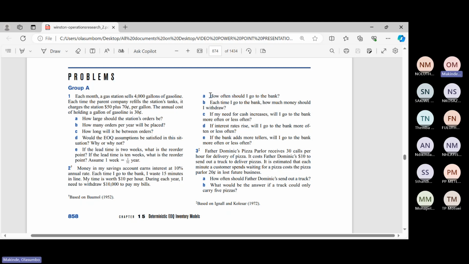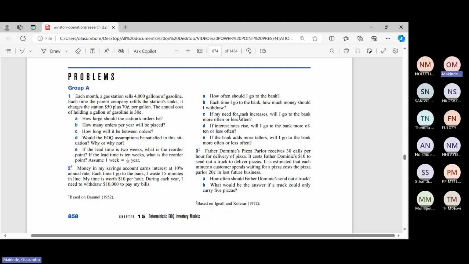So you can see you cannot determine A first. B is what you need to determine first, because B is needed before you determine A, but they just swapped it around to confuse you, because they said each time I go to the bank, how much should I withdraw? That is the EOQ. How often should I go to the bank? That's the number of orders. Then the C part, I will leave it with you to try.